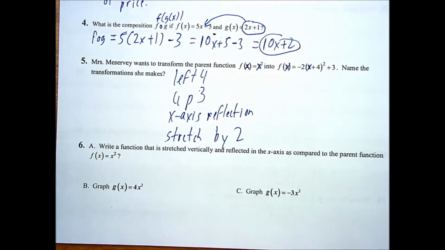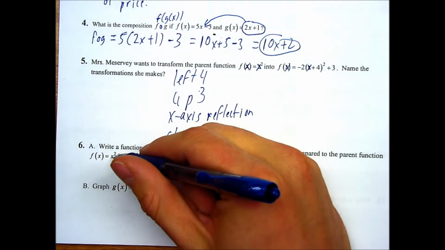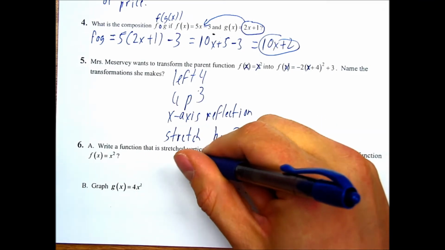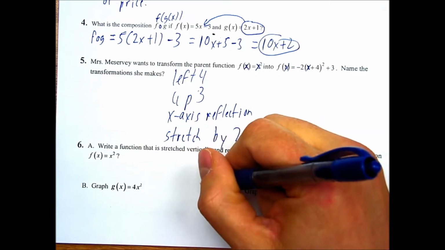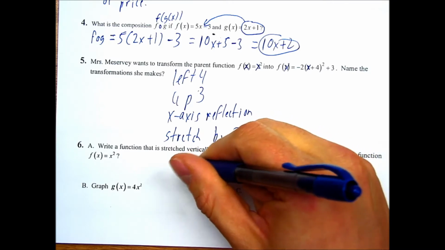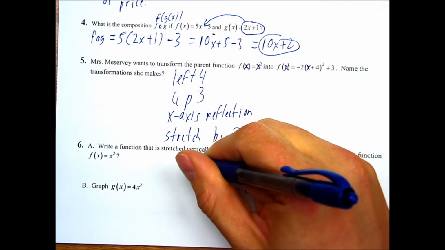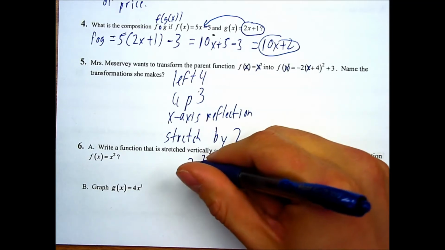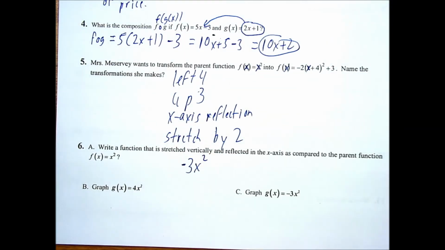All right, question 6. Write a function that is stretched vertically and reflected in the x-axis as compared to the parent function f of x equals x squared. So stretched vertically will mean that this will have a coefficient greater than 1. So a 3x squared would be sufficient here, or 2x squared, or even a 1.1x squared would be sufficient to have a stretch vertically. I will use a 3x squared here. It also says it must be reflected in the x-axis. So this 3 will have to be a negative. It'll have to have a negative as a coefficient.